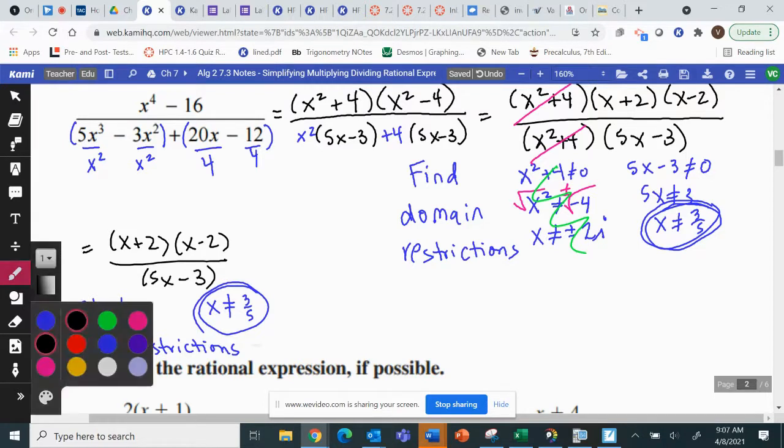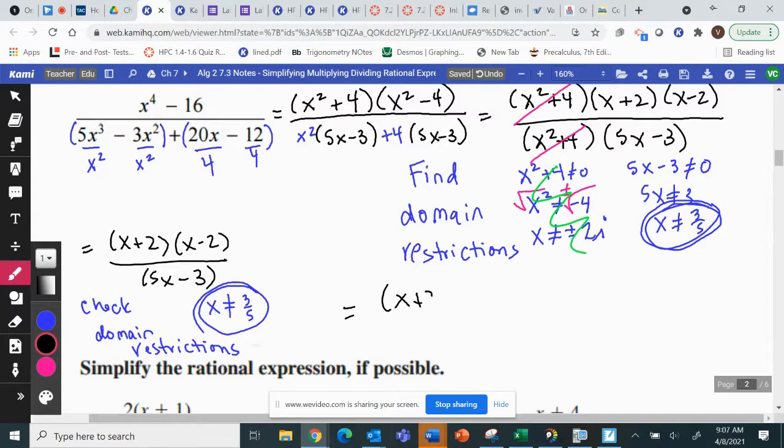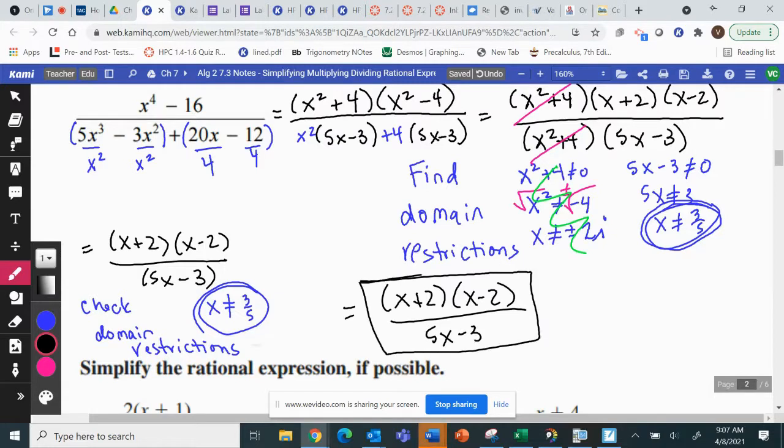So what I'm going to have for my answer is just x plus 2, x minus 2 over 5x minus 3. I do not write anything extra because there aren't any differences other than the imaginary numbers, but they're imaginary. They're not real. So they don't really make a difference.